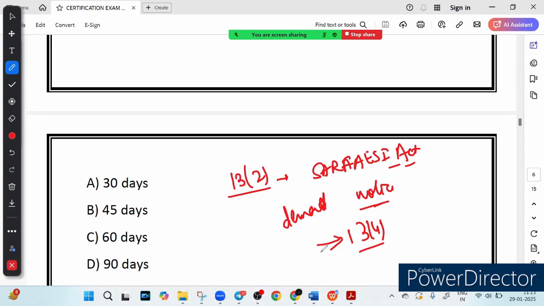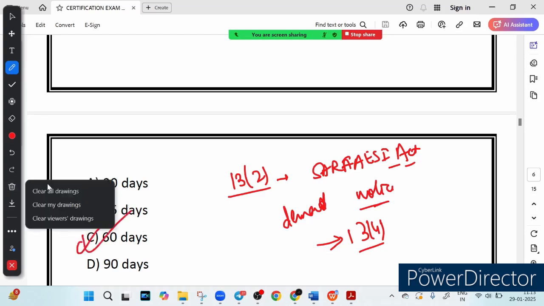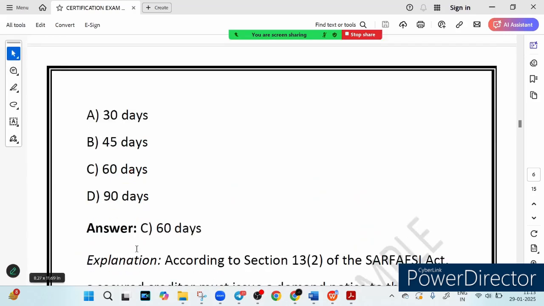Option D says 90 days. This is incorrect because 90 days is longer than the required notice period under SARFAESI. So the correct answer is option number C, that is 60 days. You should remember this concept, it is very important from the examination point of view.